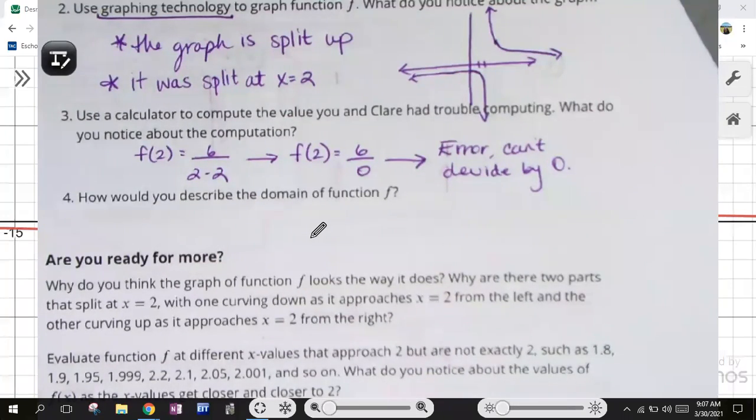All right, so I want y'all to see what happens while we got an error at that point. I want y'all to look up here at my graph. People at home, can y'all see my screen still?